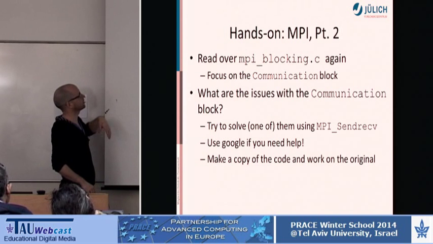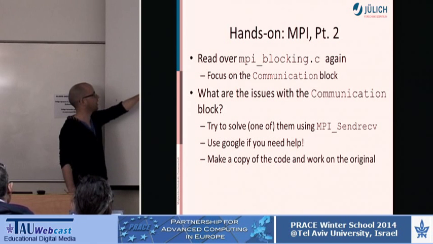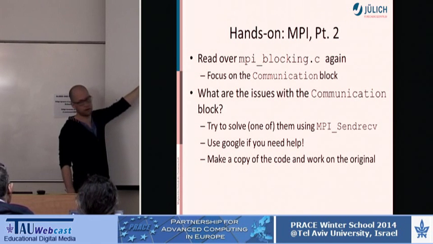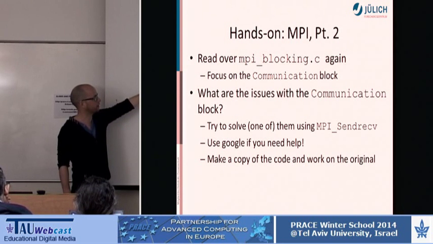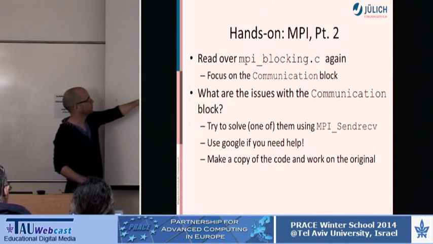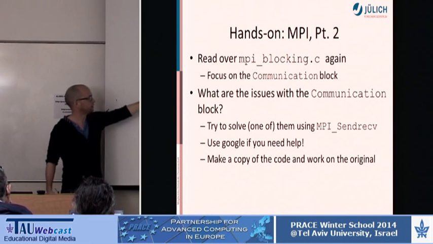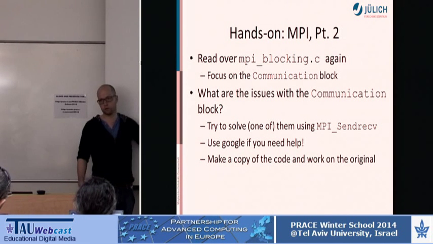Okay, so the next part that is hands-on is to look at this MPI blocking.c, to focus on this particular area. We looked at the issues already, we know what they are. One of them is the MPI barrier that needs to be moved, and the other one is the fact that we've serialized all the message passing. So solve them, right? One of them is easy, you just move a line of code. The other one, you need to use something else.